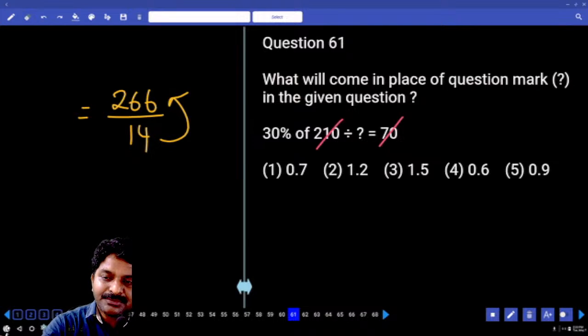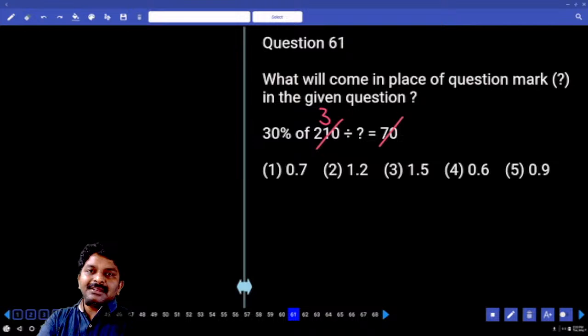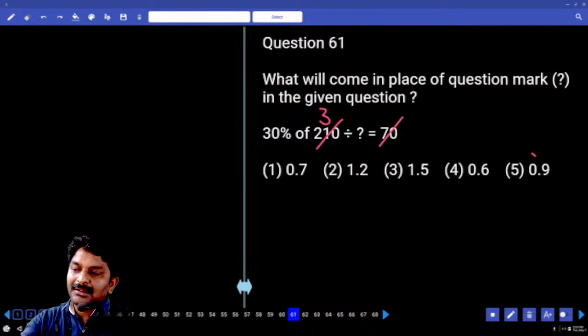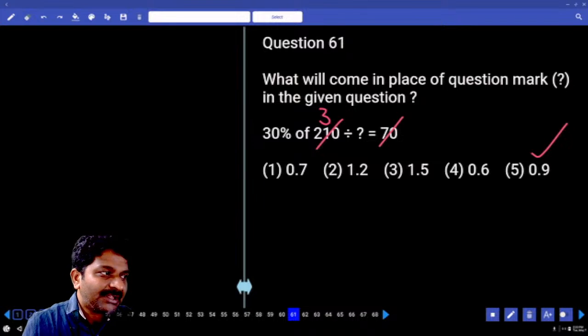70 how many times? 3 times. Right. 30%, 0.3 into 3. 0.3 into 3.